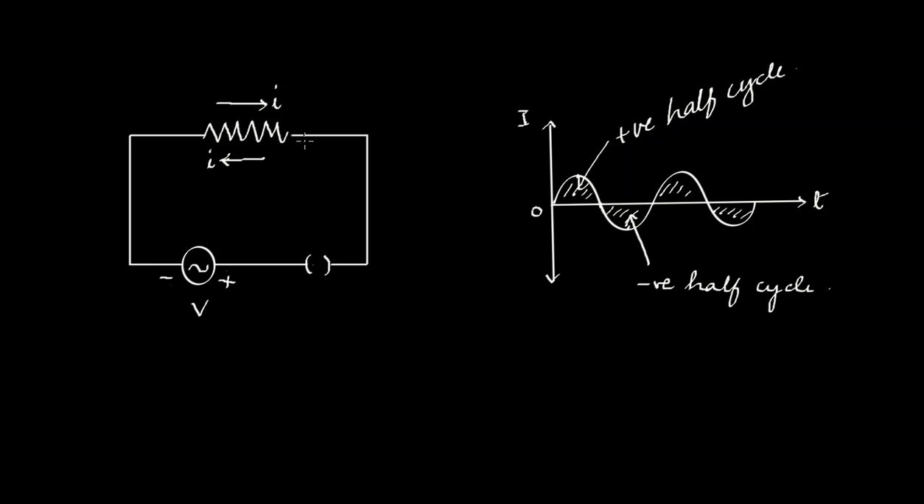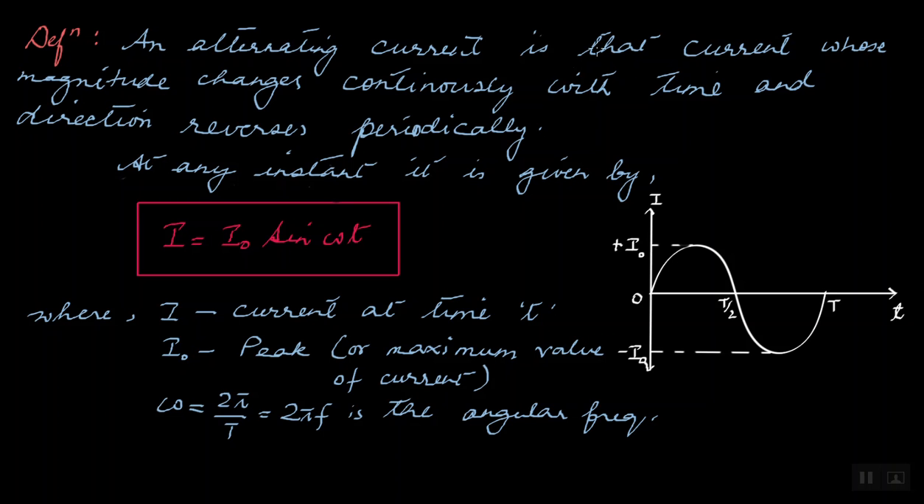Understand? And also the magnitude of the current is not constant. It grows, becomes maximum, again decreases, becomes zero. It grows, becomes maximum, decreases, becomes zero, like this. So such a current that is continuously changing in direction and magnitude is called an alternating current. Is that clear here? So how do we define an alternating current? An alternating current is that current whose magnitude changes continuously with time and direction reverses periodically.